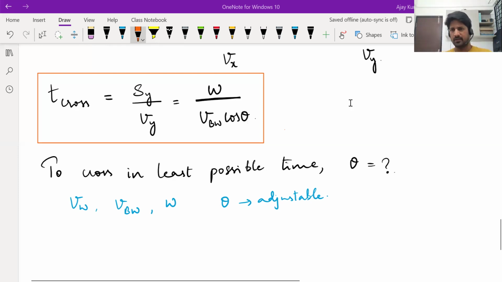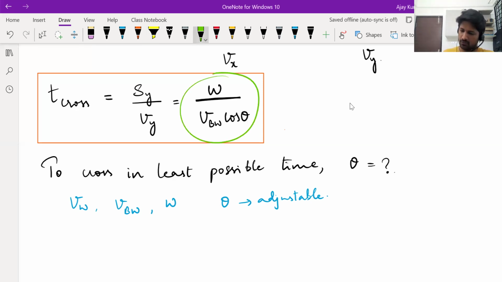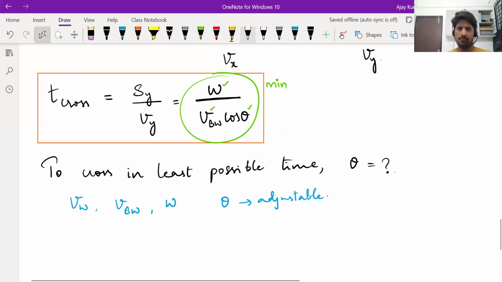Yes, sir. You were asked to find out the theta for which time taken to cross would be minimum. So you'll have to find out theta such that this term is minimum. There are three terms in this: width of the river, speed of boat with respect to water, and theta. Which of them is variable? Theta. So you have to find out the theta value which makes this whole fraction minimum.